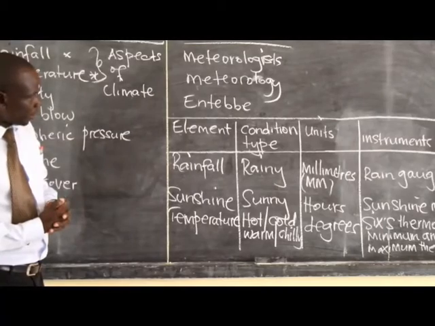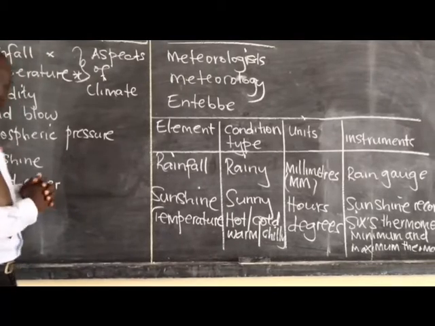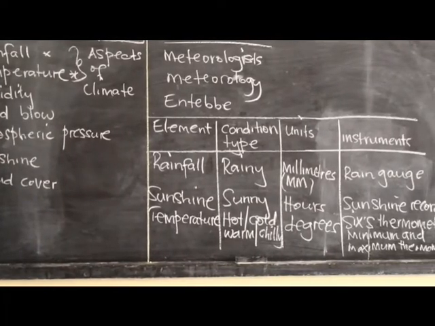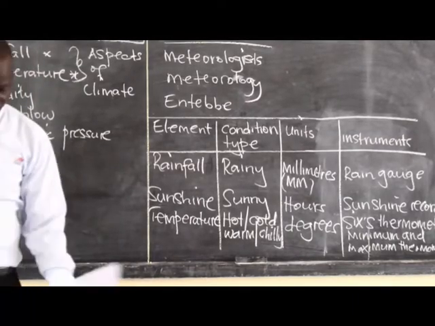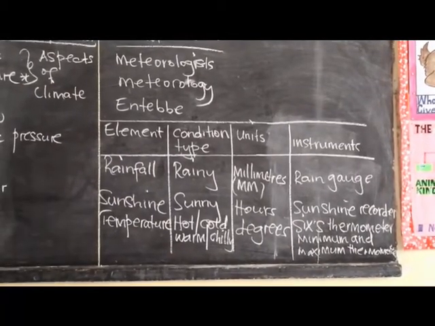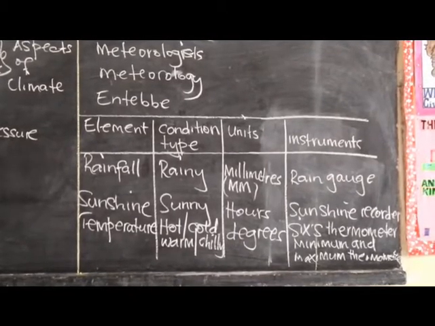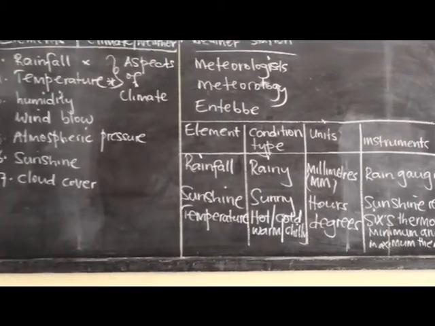So learners, those who are copying, I'm going to give you one minute to grab it, then we continue with our table, especially those who started with us from this side here. We want to continue with our table showing the elements, the conditions, the units and the instruments that we use for measuring. Hoping those who are following are through with this. I'm grabbing the first two parts in order to have a little bigger table.